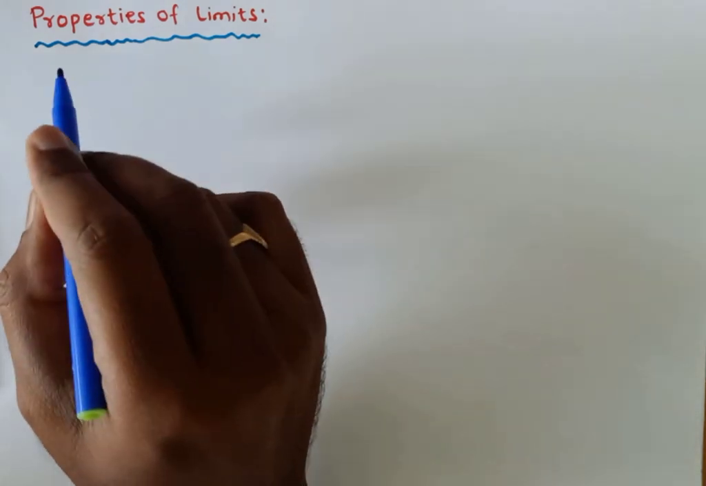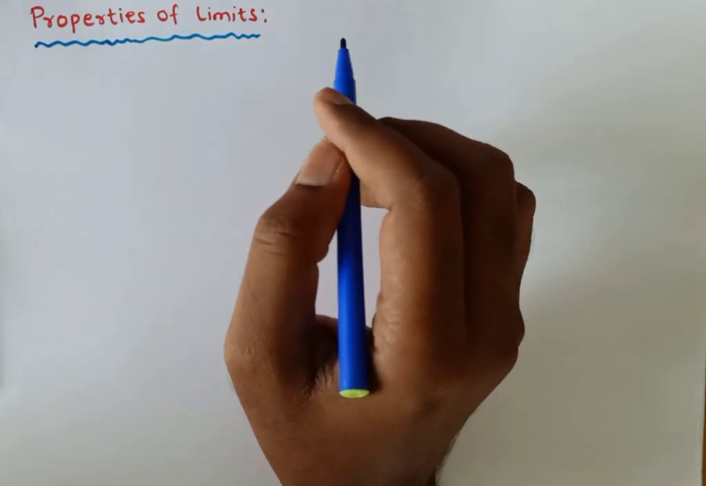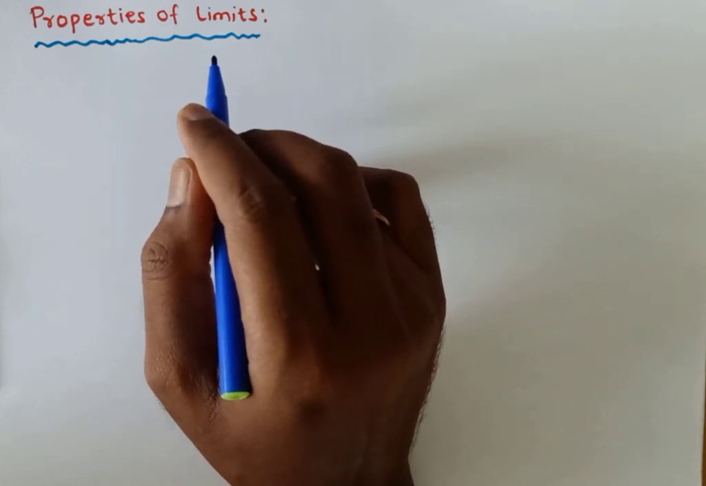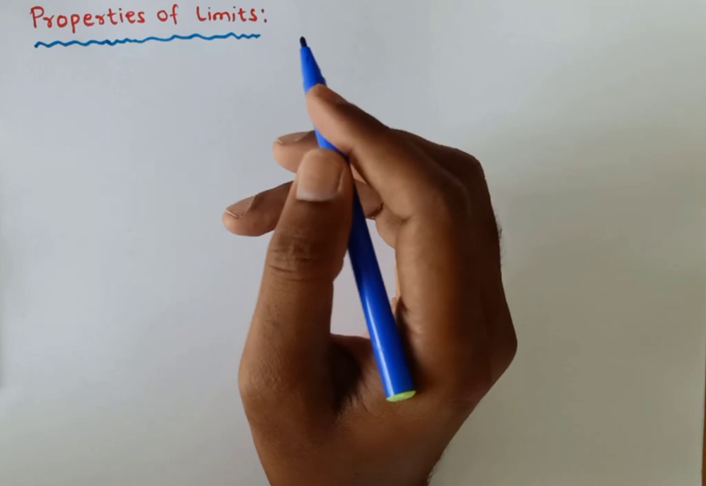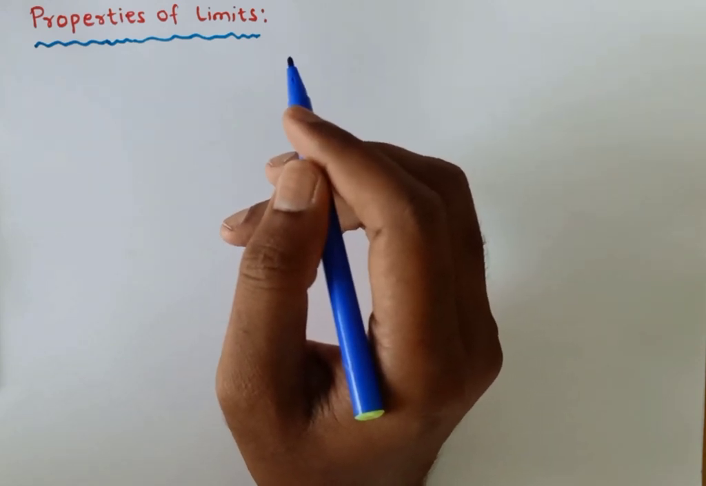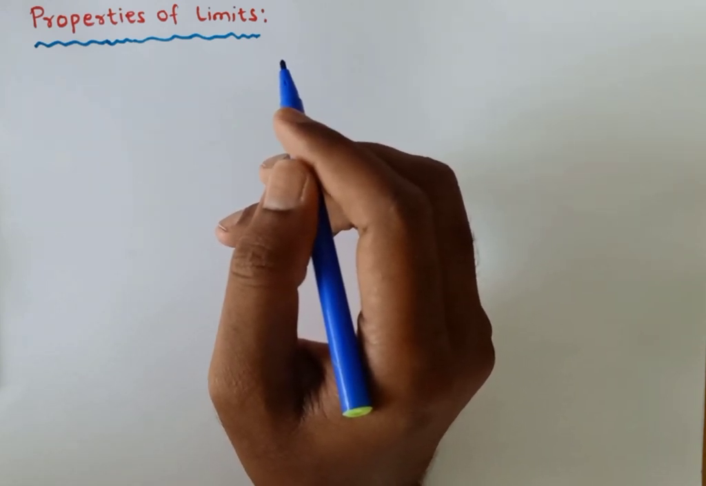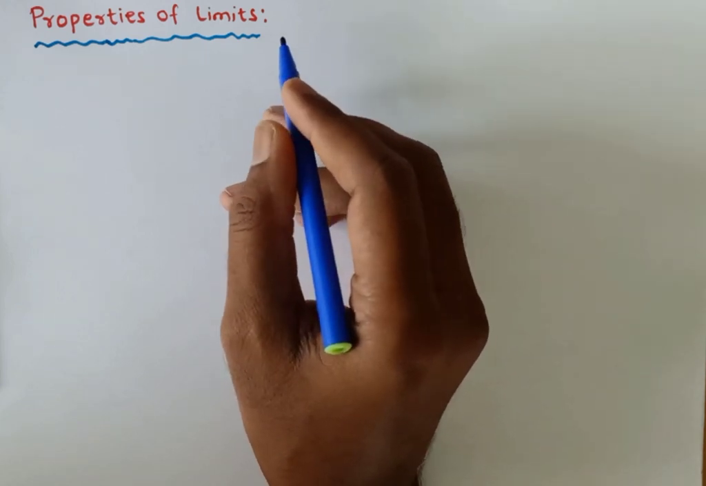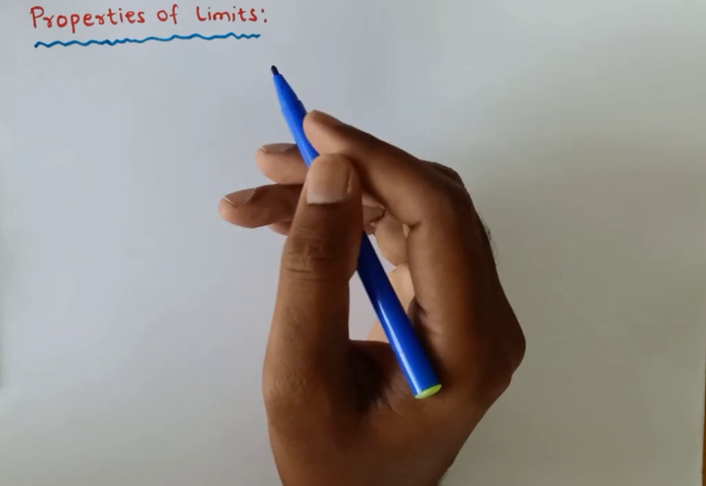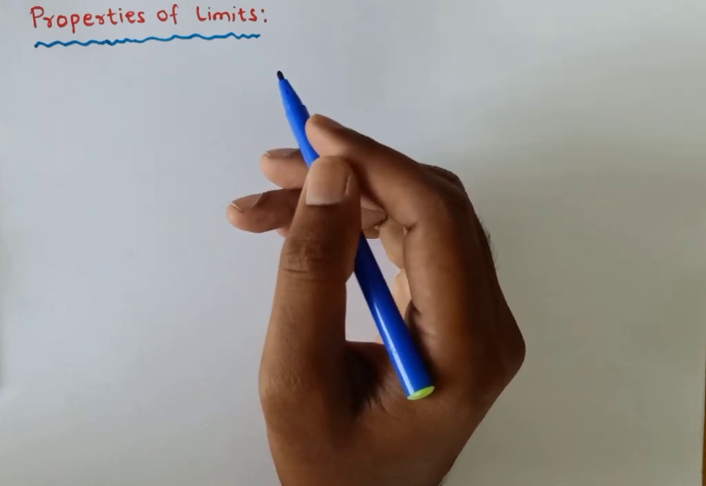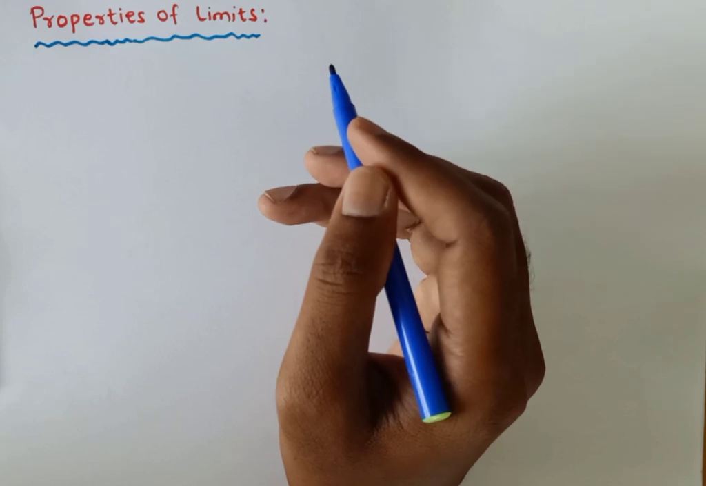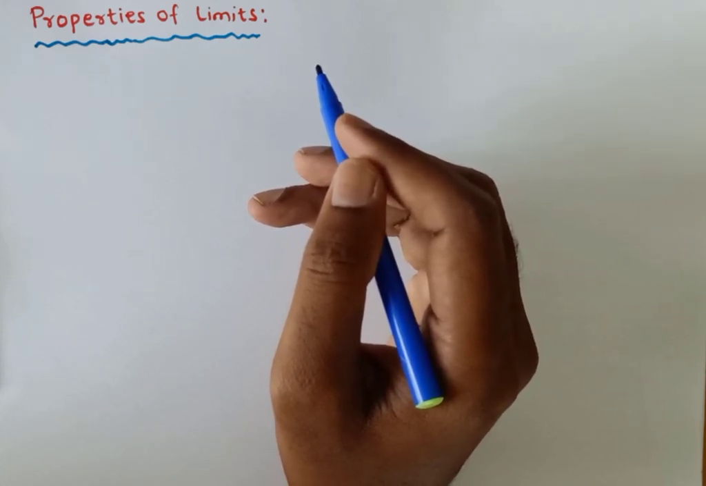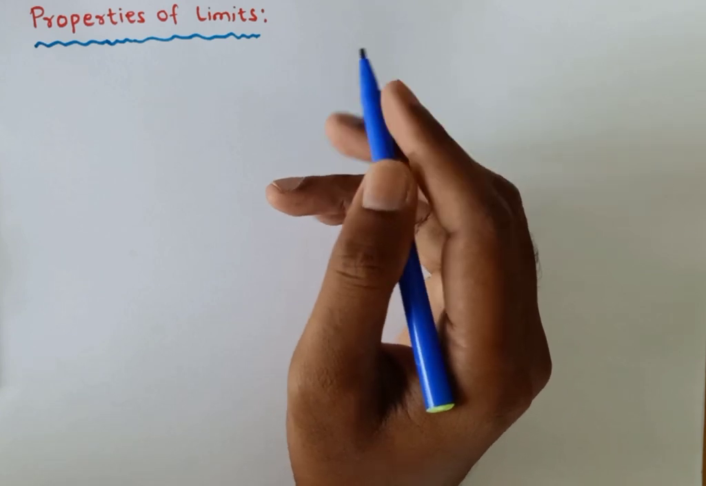So the next thing is properties of limits. Here we need to state some rules to calculate the limits of functions that are arithmetic combinations of functions whose limits are unknown. The arithmetic combinations mean addition, subtraction, multiplication, and division, or it may be power also. We know their limits individually.